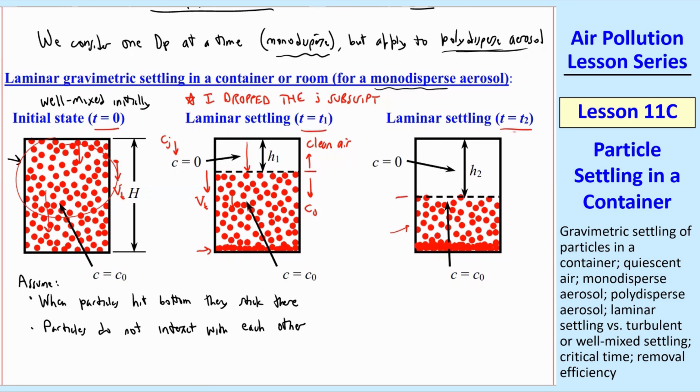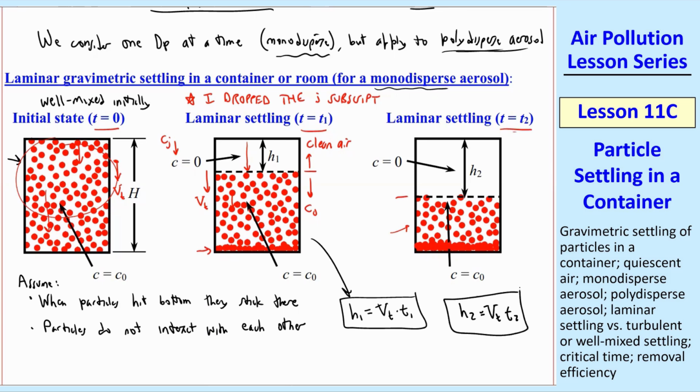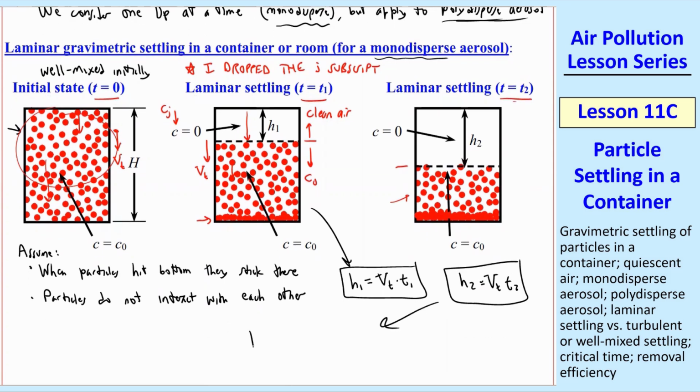Well, the algebra is pretty simple here. For this case, we say that H1 is equal to Vt times T1. And similarly, H2 is Vt times T2. So we can make a more general statement. H being the distance from the top of the container is Vt times T.